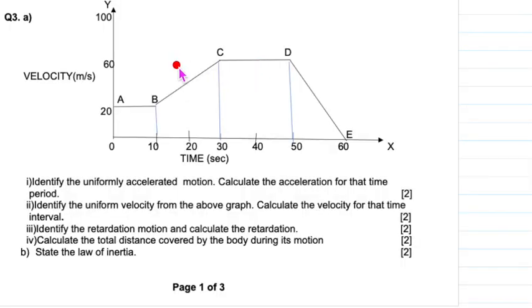Okay. Question number 3A has this graph and it's a velocity against time graph. Look at our first question. Identify the uniformly accelerated motion. Calculate the acceleration for that time period. Uniform acceleration means the velocity is increasing. Now from A to B, the velocity is constant, and from B to C, the velocity is increasing. So it is going to be your BC.